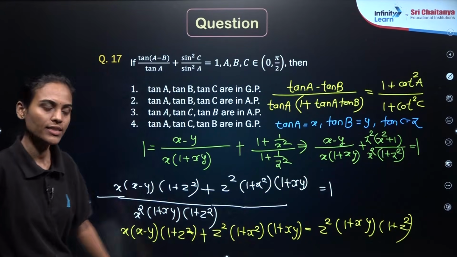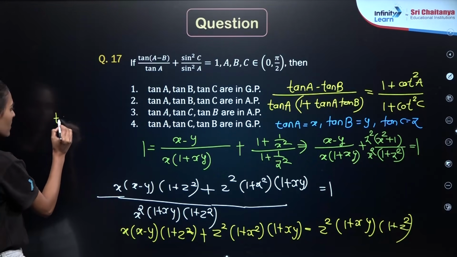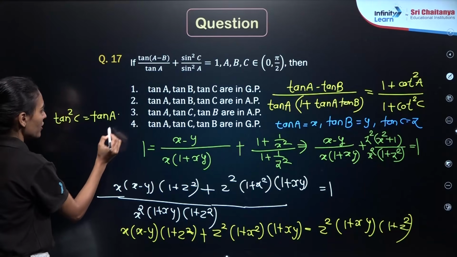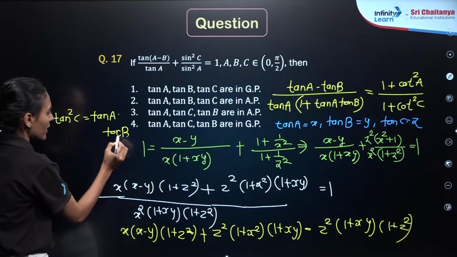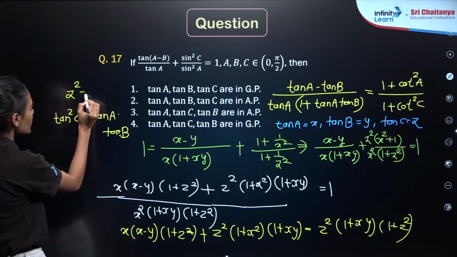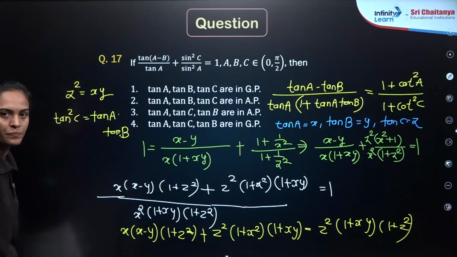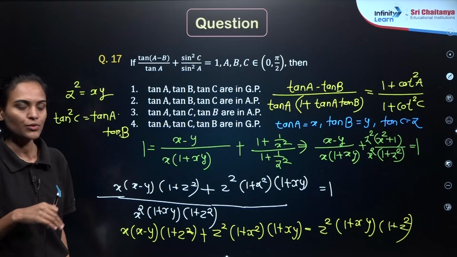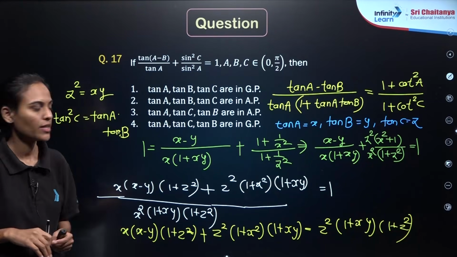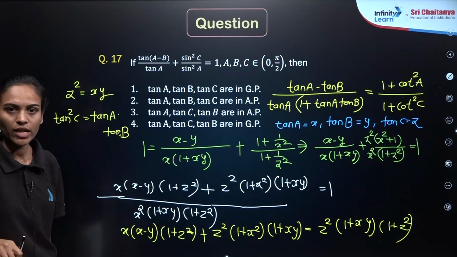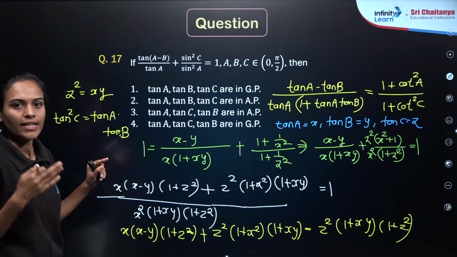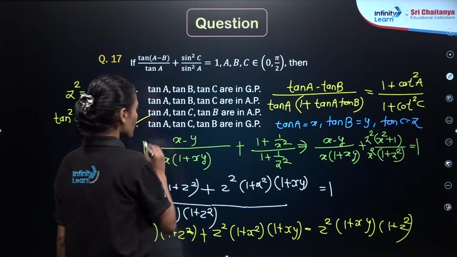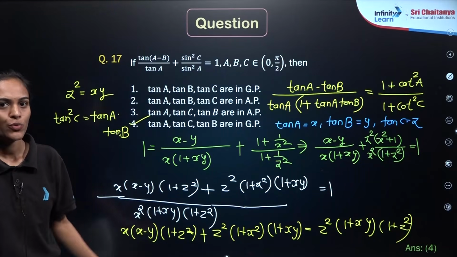Now if you simplify this, you will get the answer as tan^2 c equals tan a into tan b. Actually you will get simply z^2 as x into y. If you simplify this, multiply, cut the terms, all the terms will get cut. You will get just z^2 as xy, so tan^2 c as tan a into tan b. It means tan c is the middle term, so tan a, tan c, tan b are in GP. So the answer is option 4 here. In this way you can approach this question.